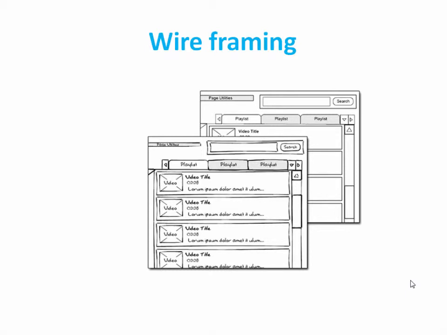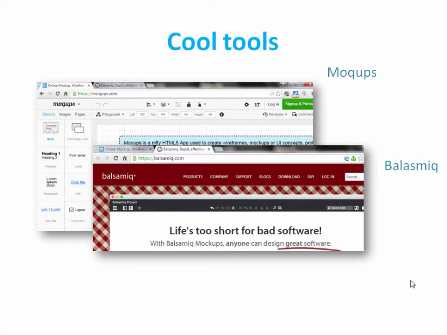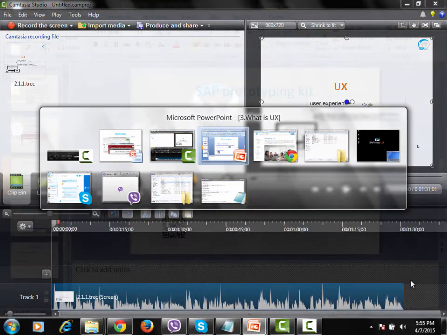For wireframing, generally I will go for tools like Mockups or Balsamiq. Mockups is a freemium tool. You can use it for free on an evaluation basis, and Balsamiq will give you a 40-day trial. I guess it's 30 days, and it's a wonderful tool. Let me show you Mockups first.